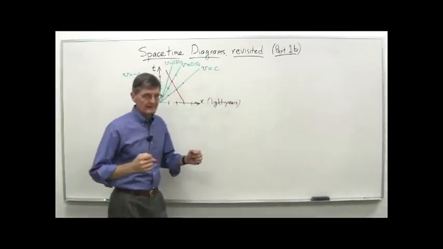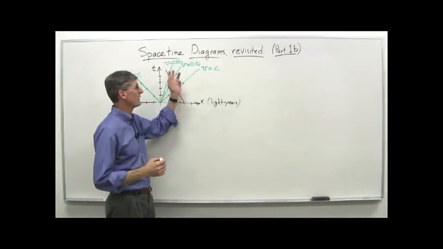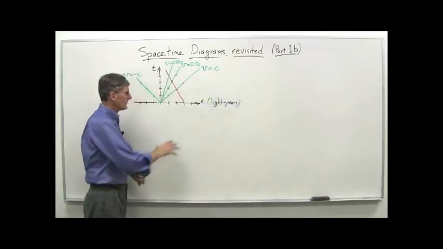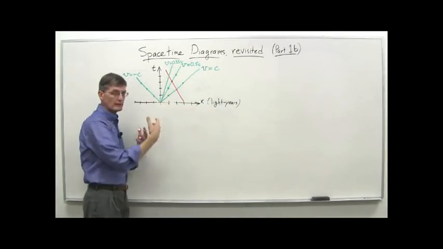A couple more things I neglected to mention at the end of the last video clip. So this is Spacetime Diagrams Revisited Part 1b. And that is, here's our diagram again. And we have a light beam.